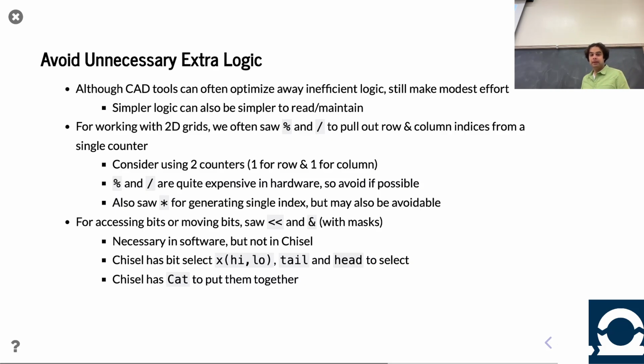Number one, use two counters, right? Have one counter for row, one counter for column. Some people have a single counter and they take the mod and division to kind of get the row and column indices out of it. Just have two counters. That's one way of doing it.